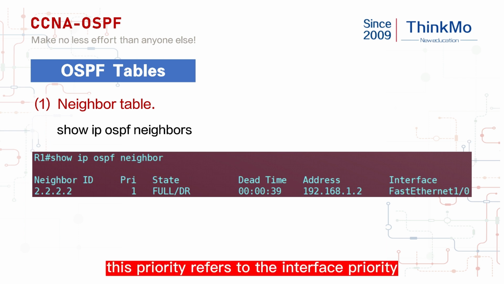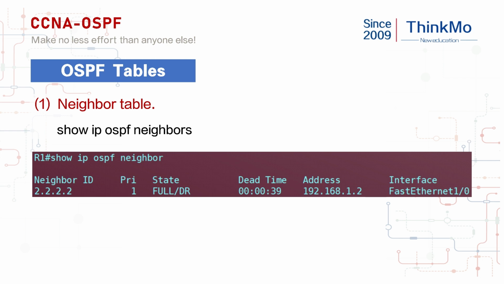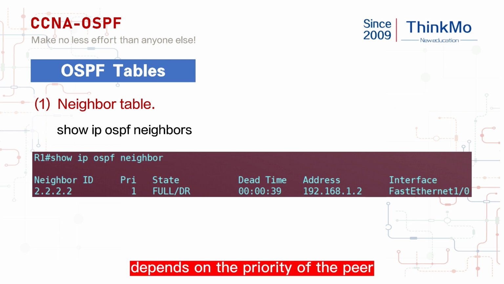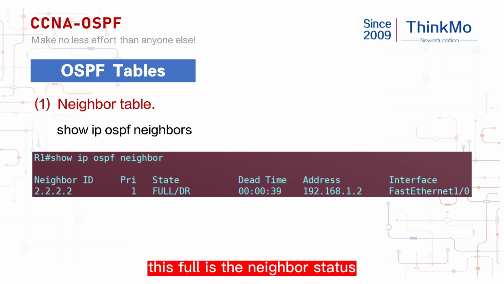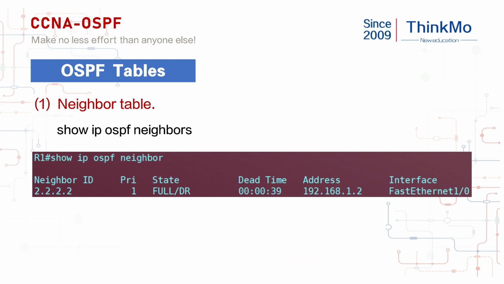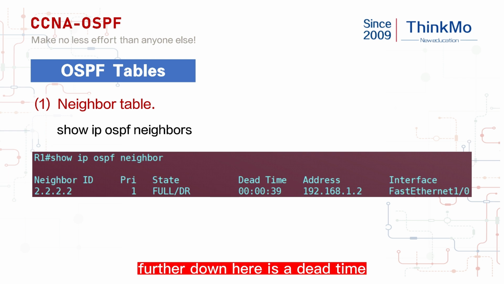This priority refers to the interface priority. Look down. Here is a state called full DR. The interface priority depends on the priority of the peer. The neighbor of the device is 2.2.2.2. Neighbor's interface priority is 1. This full is the neighbor status. This DR is the interface status. It's all neighbors. Further down here is a dead time.